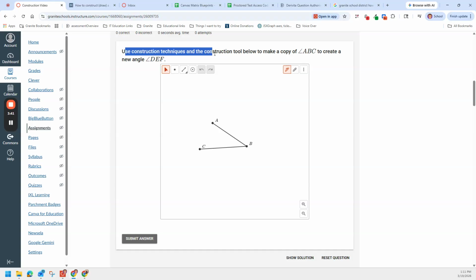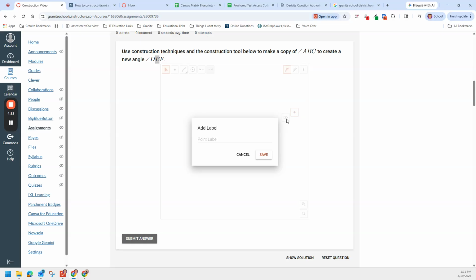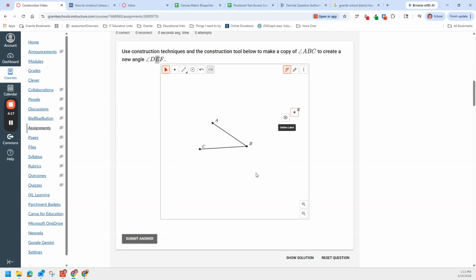All right, next we're going to use our techniques to make a copy of angle ABC, copying this angle and creating a new angle, DEF. So let's go ahead and start. Just like the center of our angle ABC is B, the center point of our angle DEF will be E. So over here, I'm going to create my point for E. All right, so we're going to build DEF over here.